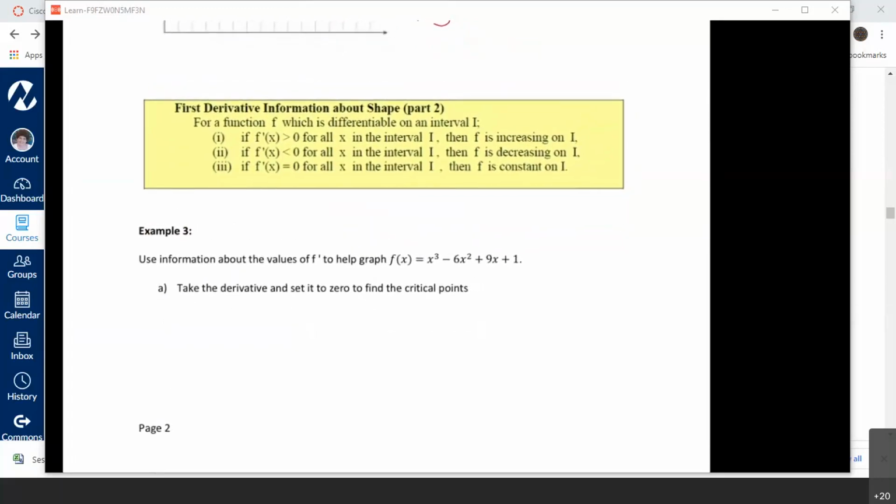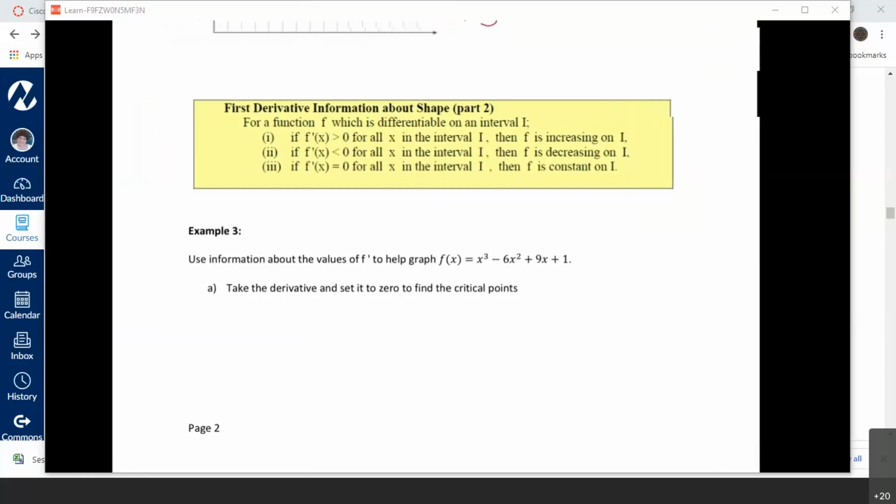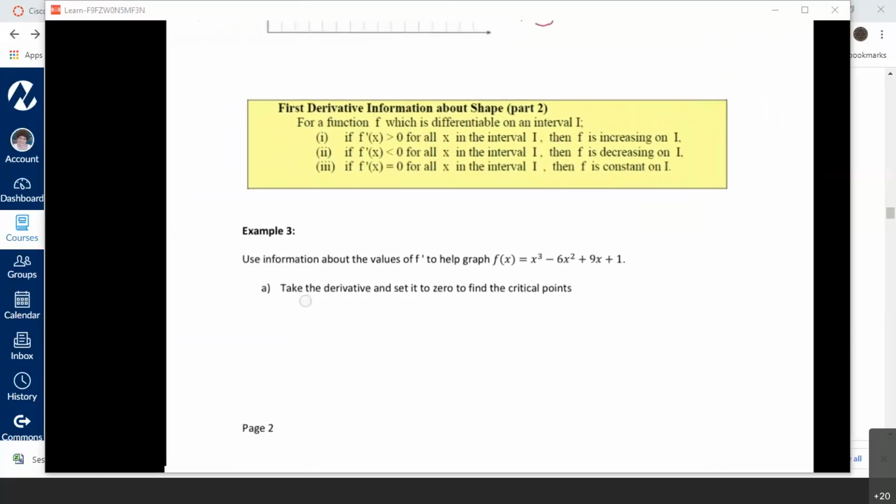So here we have: use information about the values of f prime to help graph this cubic function. Then they're going to walk you through the steps. Now remember, the point of these exercises isn't to create the graph. I can do that with Desmos in a minute. The point is to use the derivative to tell you what's happening with the function, to see what kind of information the derivative tells you. So they're going to walk me through steps. They tell me take the derivative.